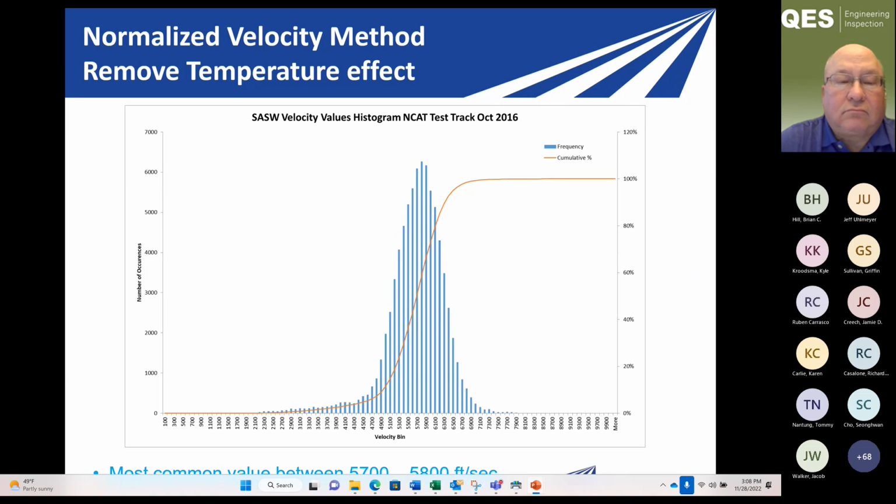So what we did was try to eliminate that variable. We took a histogram of the different velocities we were seeing, and then we normalized that by the most common value in that data set.